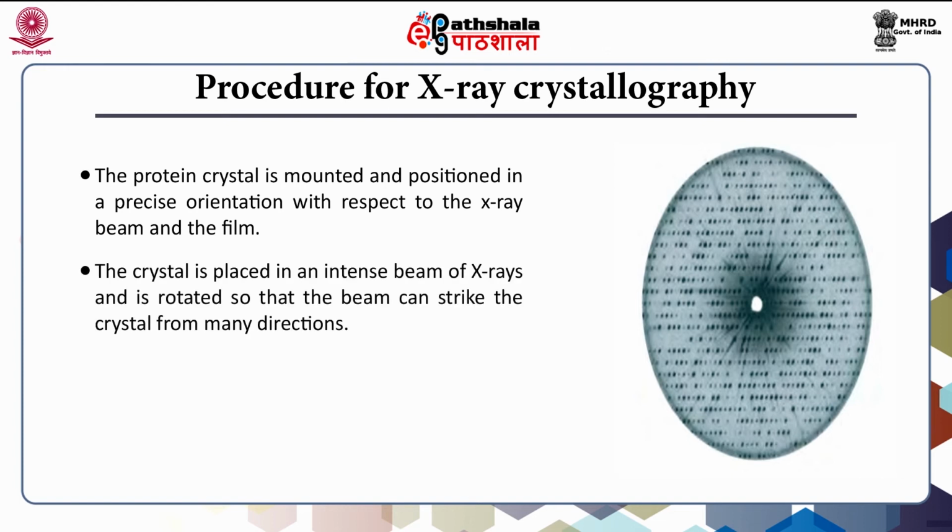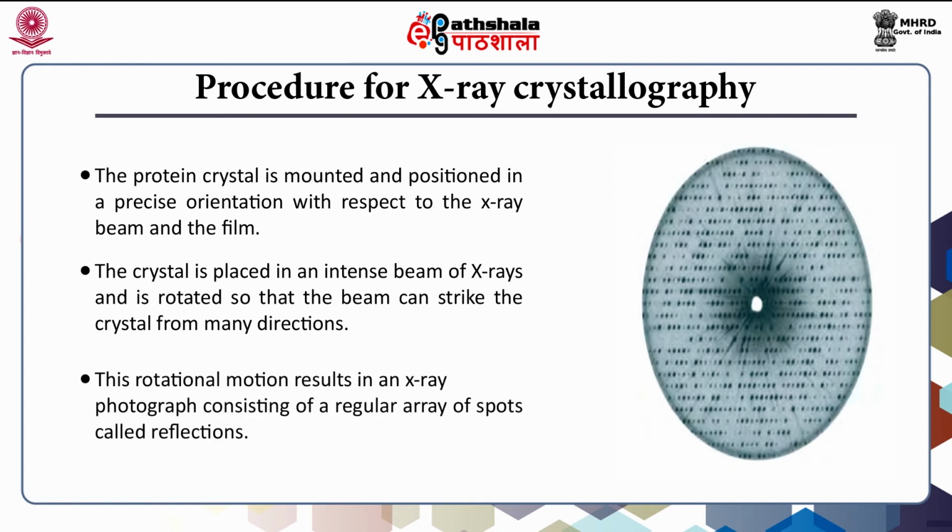Next, the crystal is rotated so that the beam can strike the crystal from many directions. The crystal should not be static, it should be dynamic, rotated continuously so that the X-ray beam can hit that crystal from different directions. This rotational motion results in an X-ray photograph consisting of a regular array of spots on the X-ray film or the detector. These regular arrays of spots are called reflections.